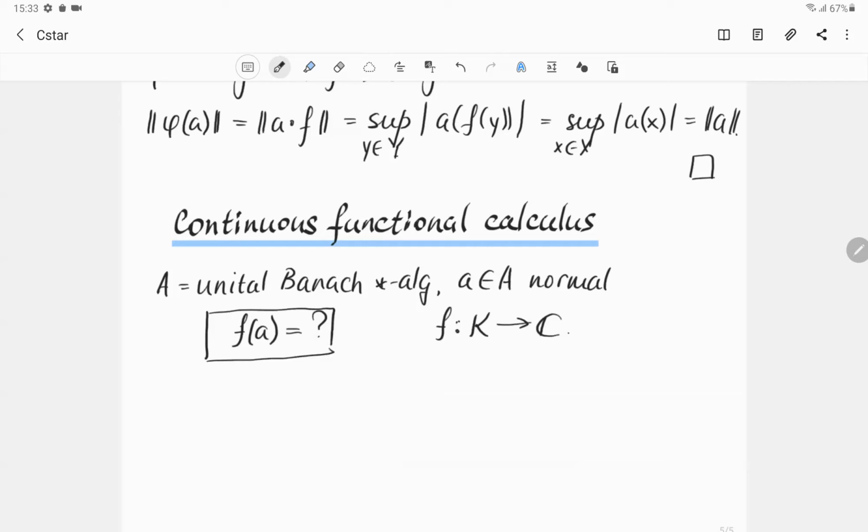Well, of course, we know that if f is a polynomial, then f of A is already defined. And you probably know what f of A is in the case where f is the exponential function. In this case, f of A is given by a convergent power series. So our goal will be to extend this construction to give a meaning to this expression for more general continuous functions, which are not necessarily given by power series. Okay, so this is our informal goal.